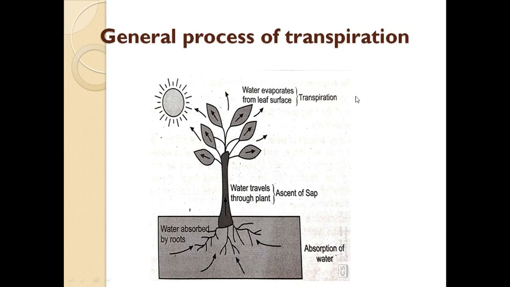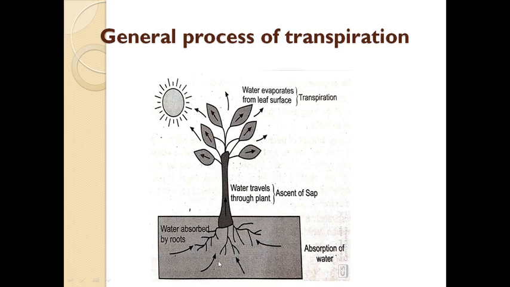See here, in this diagram, the general process of transpiration is shown. During the day, sunlight falls on the leaf surface, which absorbs heat from sunlight, and the water present within the leaves, the mesophyll cell water, undergoes heating and is converted into water vapor. On the surface of the leaf there are minute openings, the stomata, and from the stomata water loss takes place. Water evaporates from the leaf surfaces, and this process is known as transpiration.